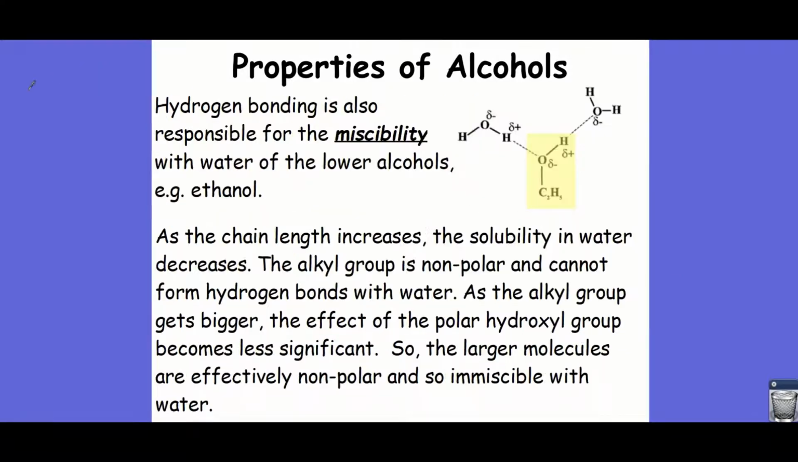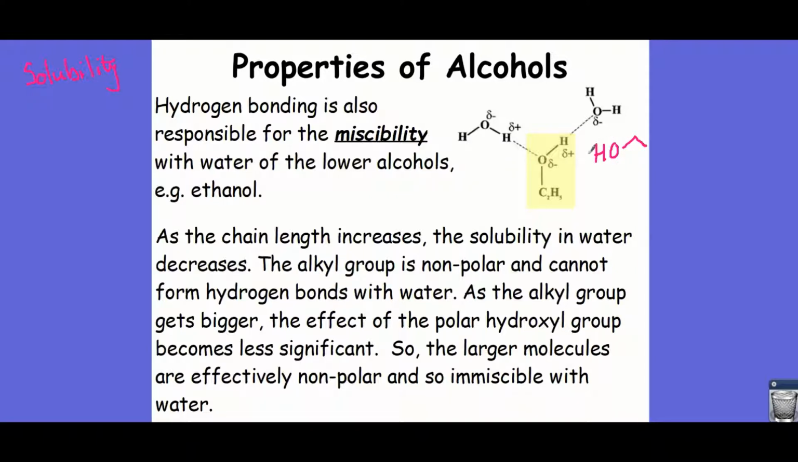So the second property of alcohols that we're going to look at is their solubility. And solubility is directly related to how big the alcohol molecule is. So hydrogen bonding is the force that is responsible for the miscibility of alcohols with water. Miscibility basically just means how well an alcohol mixes with water. So if you have one of the smaller alcohols, so there is ethanol, it only has 2 carbon atoms. By lower alcohols, we mean fewer carbon atoms.